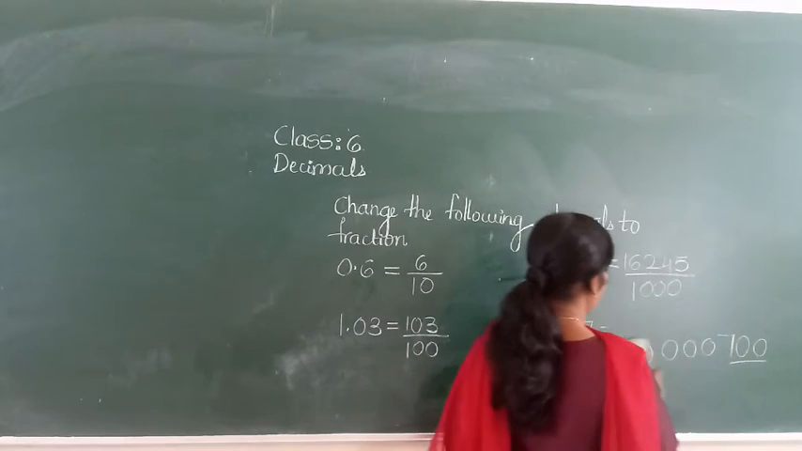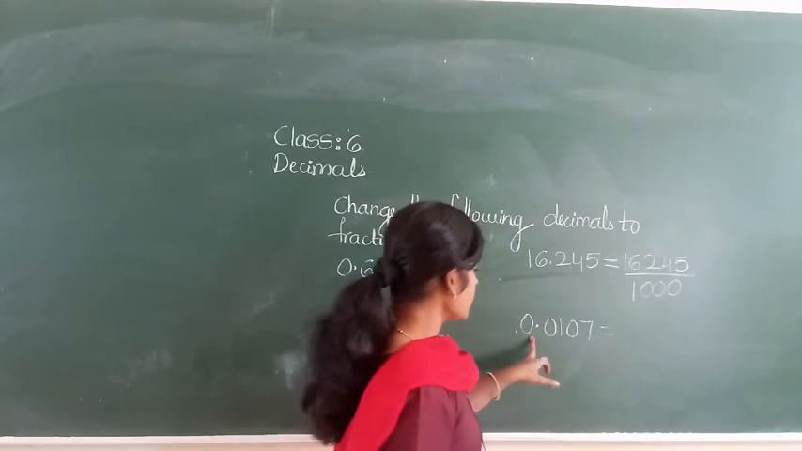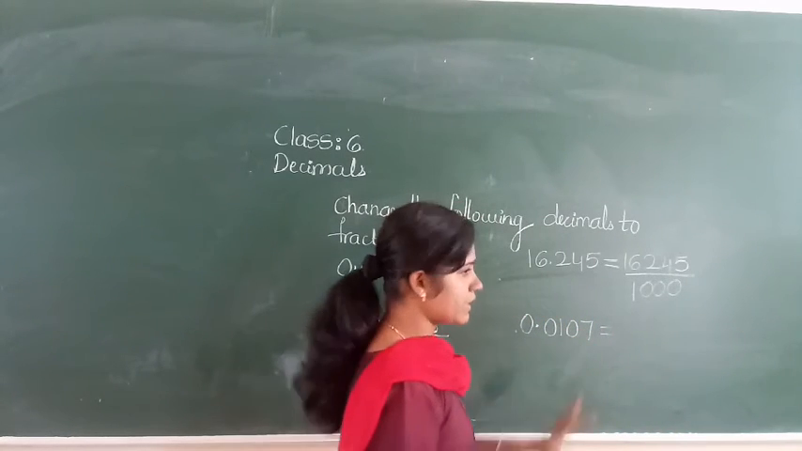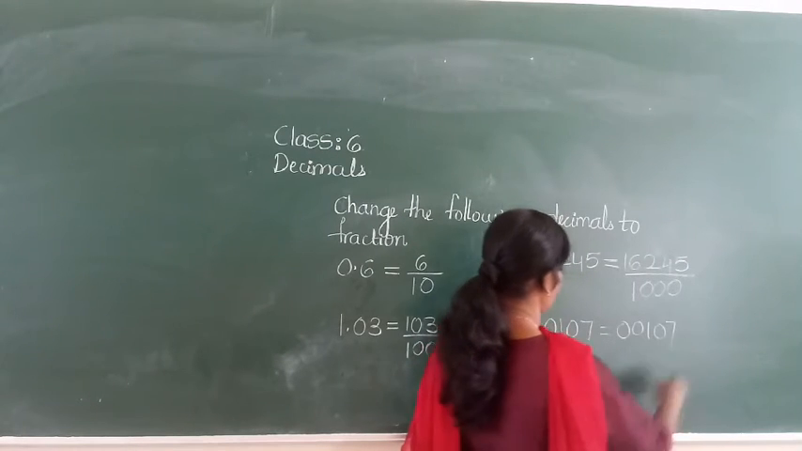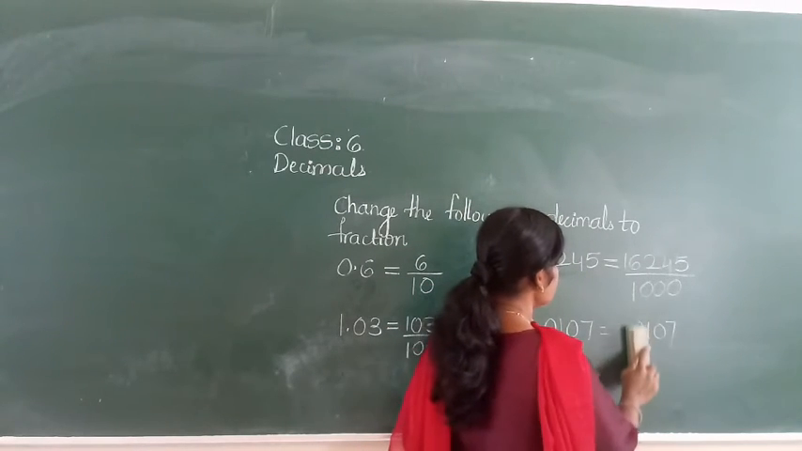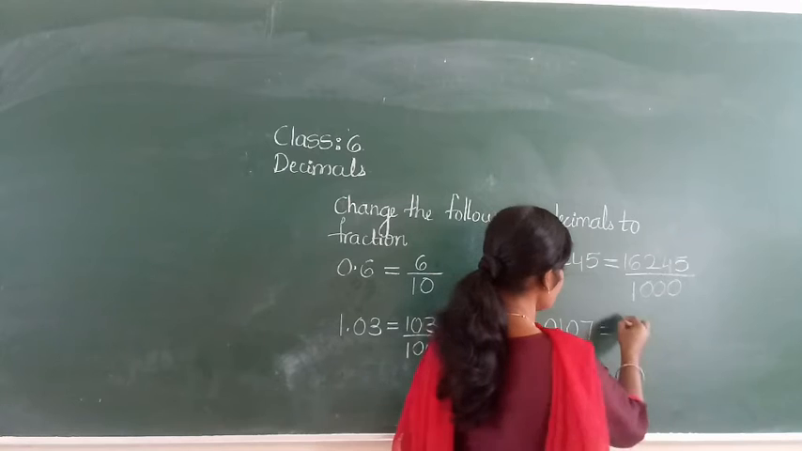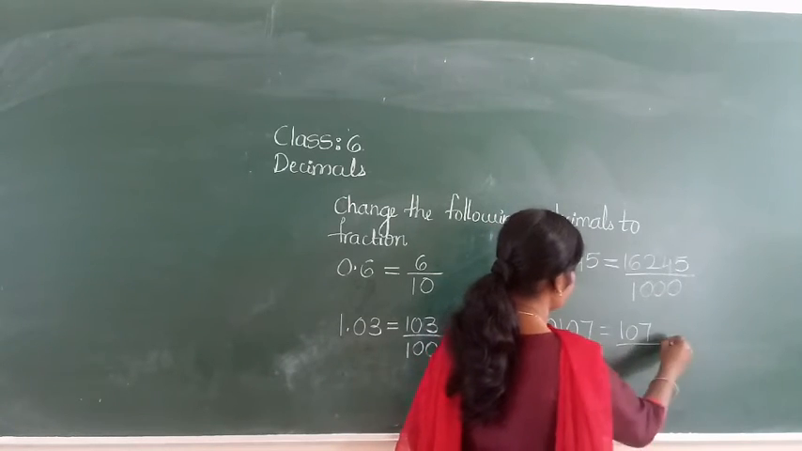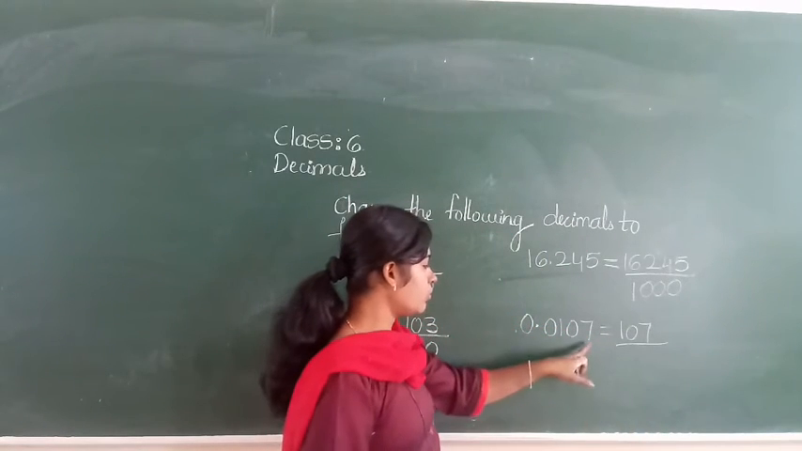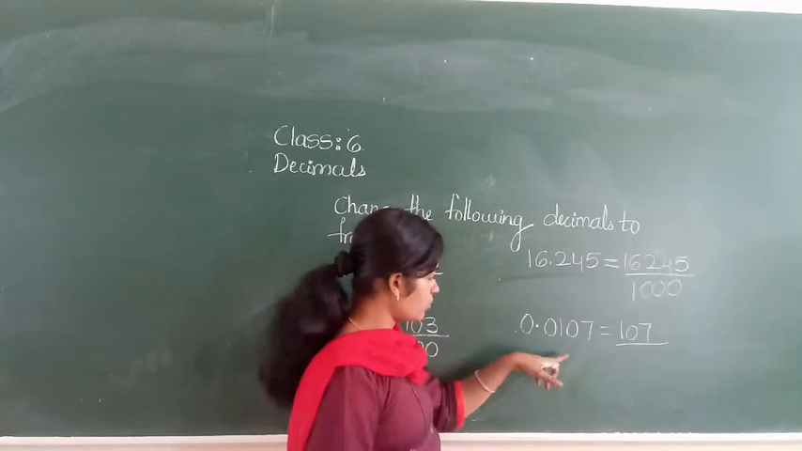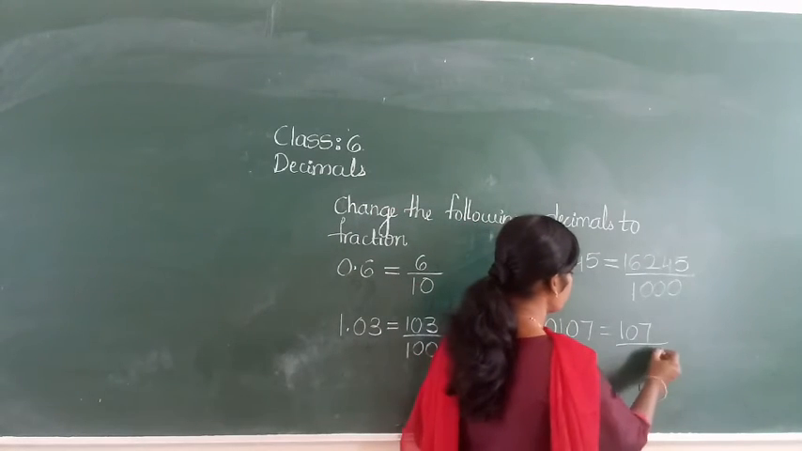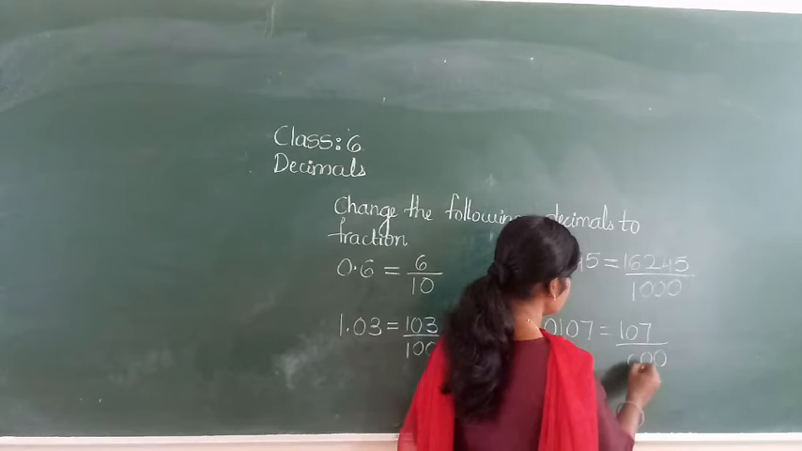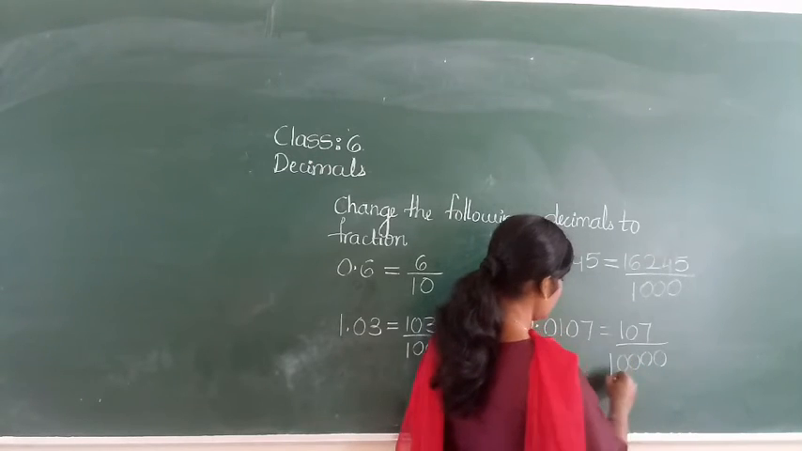So here, why I taught that: see here 0.0107 is there. Instead of writing 00107, if you write 107, that is also correct. Okay, after that next step we have to count the decimal places. See here 1, 2, 3, 4. Then how many zeros do I need to give here? 4: 1, 2, 3, 4, and give 1 in front.